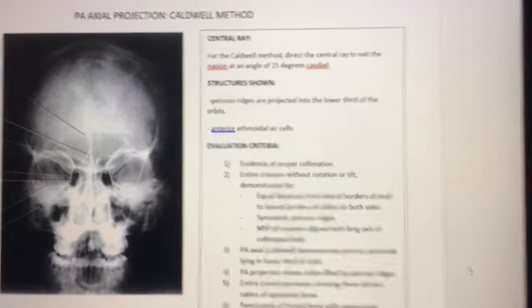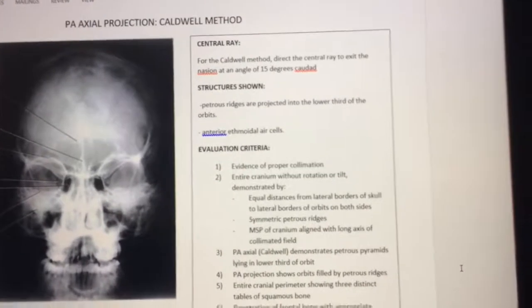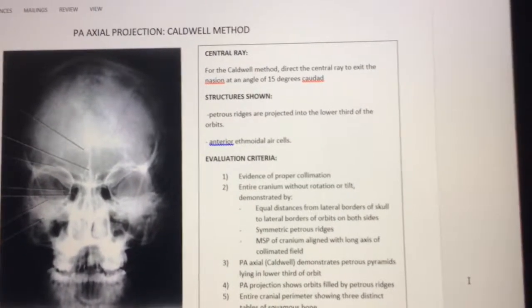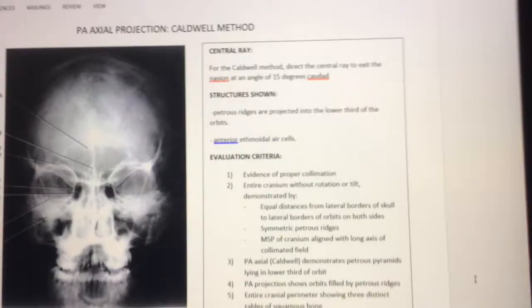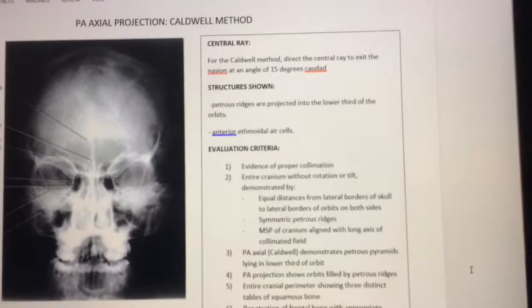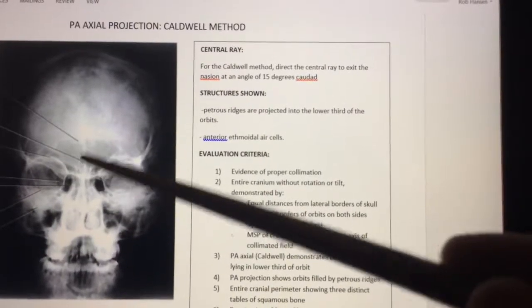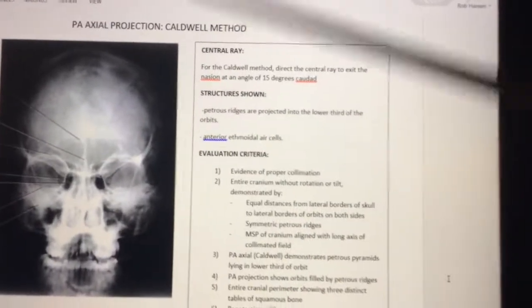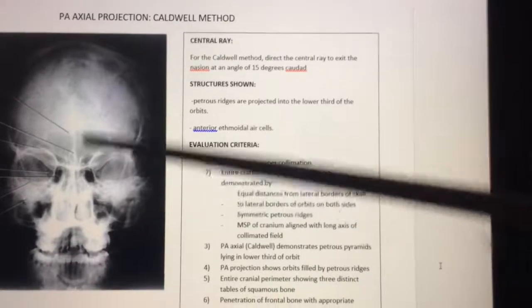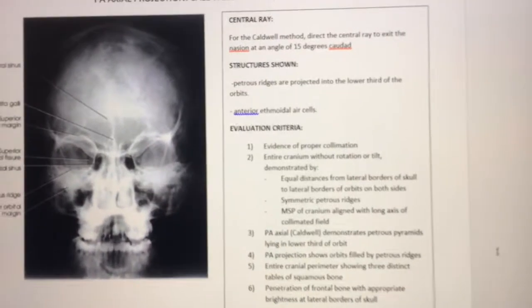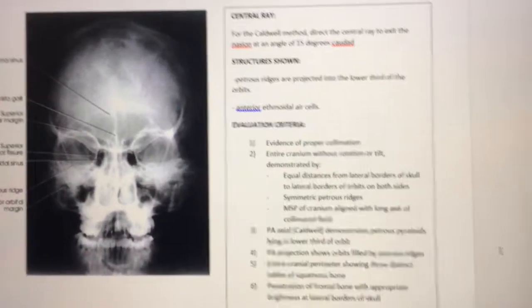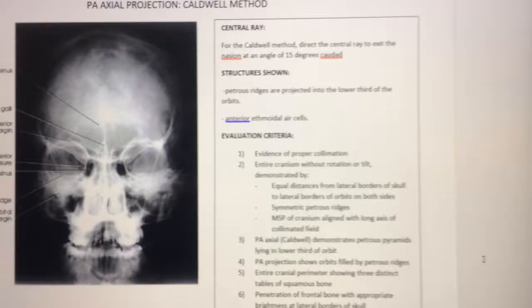We want good penetration of the frontal bone. We don't want any tilt or rotation of the cranium, and of course good proper collimation. And so we have the frontal sinuses, the crista galli right here, and the orbits. Overall, this is a good image, the PA axial Caldwell method.